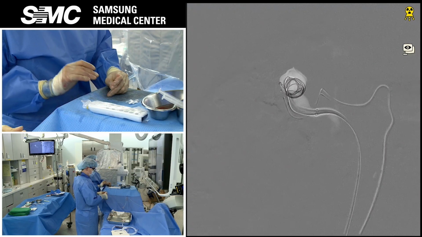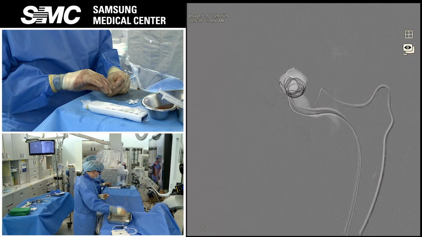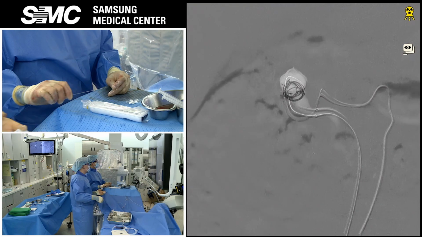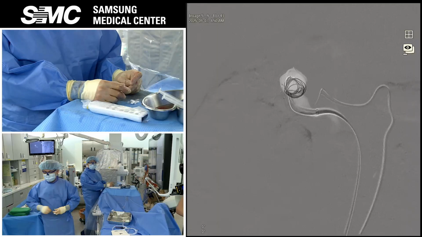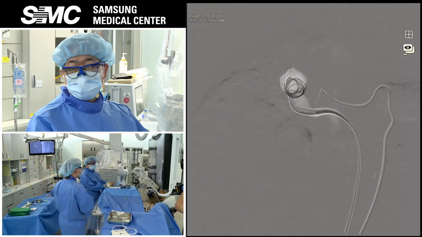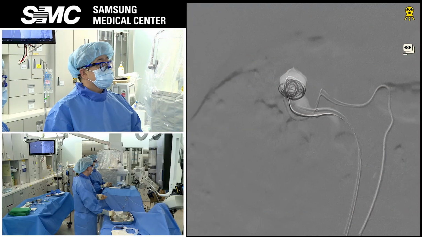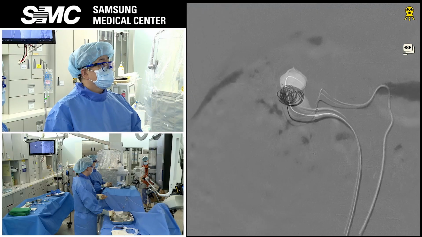Okay, detach. This is the first coil. We are going to use one more additional 3D coil. This is the second 3D Concerto coil.